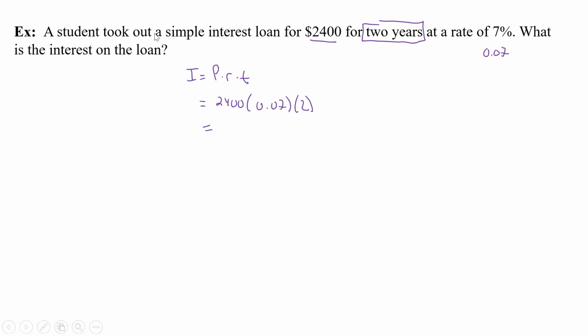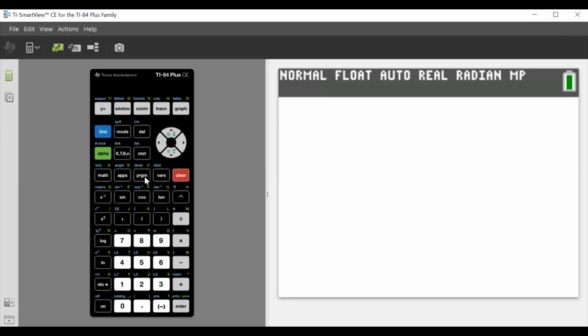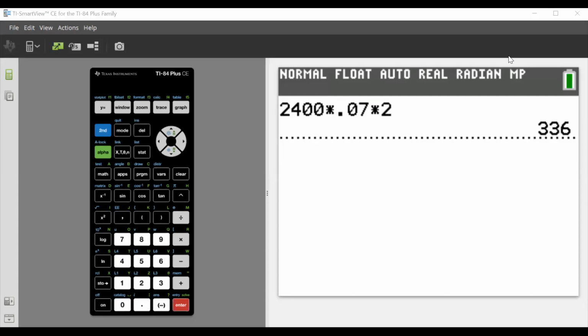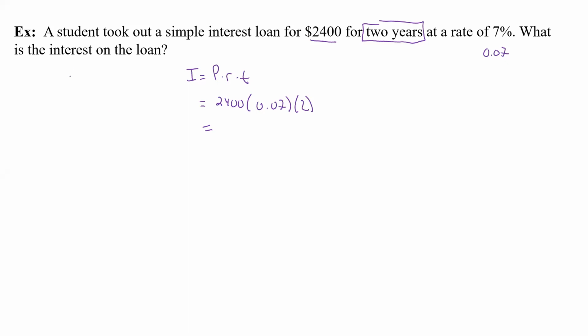Now I can't do that one in my head, so we'll go over here and use our calculator. We'll have the 2,400 times our rate, which was 0.07, times the time, which was 2 years. And so we get $336. And so that's how much interest we have to pay for the loan for 2 years.